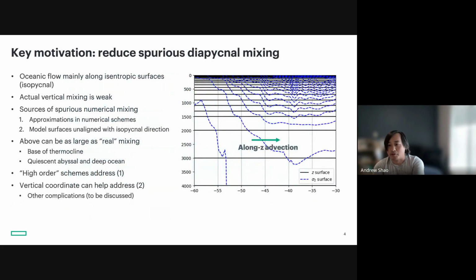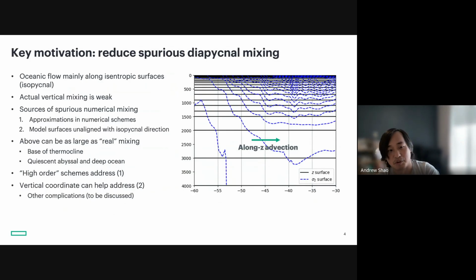All right, one of the key motivations when we're choosing a vertical coordinate is that we really want to reduce the spurious dipycnal mixing, right? So we know from a lot of theory and observations that the oceanic flow mainly goes along isentropic surfaces. In the ocean, you say isopycnal, or if you want to be super specific, isoneutral, and we'll be a little sloppy today and just assume that isopycnal and isoneutral are the same thing.